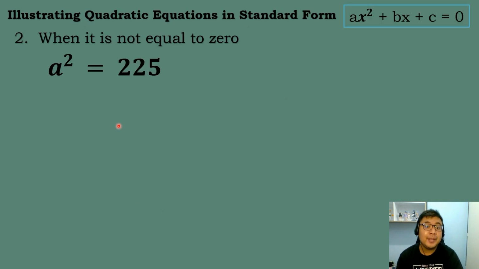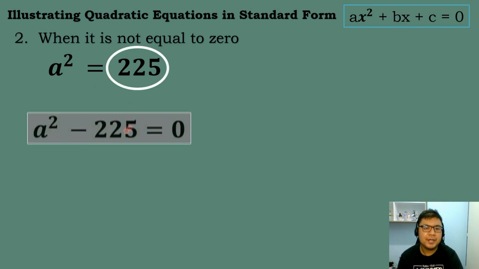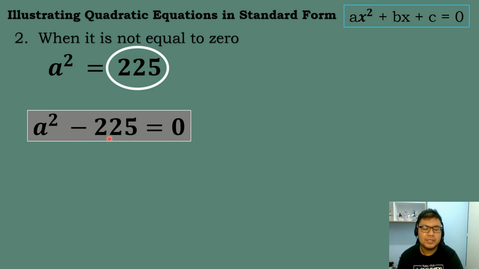Next case is when the quadratic equation is not equal to 0. So we have this example, a squared is equal to 225. Ang kailangan lang natin gawin is to transpose this number. So from positive 225, it will become negative 225. So the equation will be a squared minus 225 is equal to 0. So it is now written in standard form.